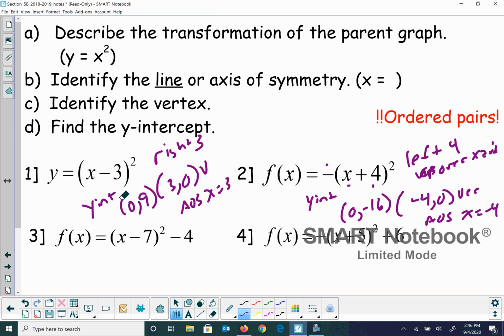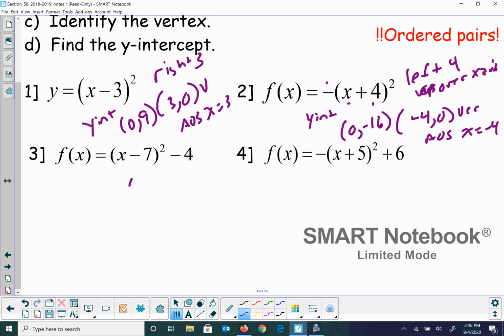This next one, we have 7 comma negative 4 as our vertex. So it's going to go right 7, down 4. Our axis of symmetry is going to be x equals 7. So that's a vertical line that allows me to crease my parabola over it.